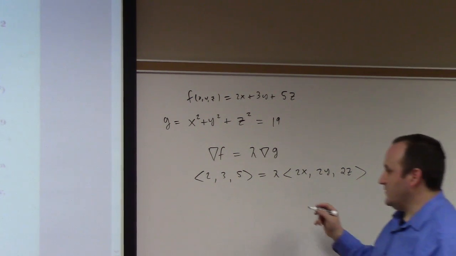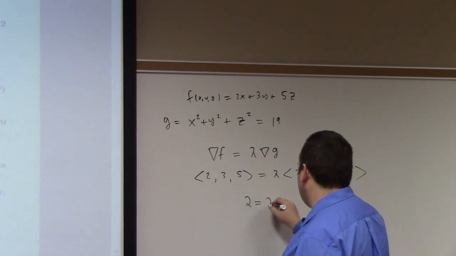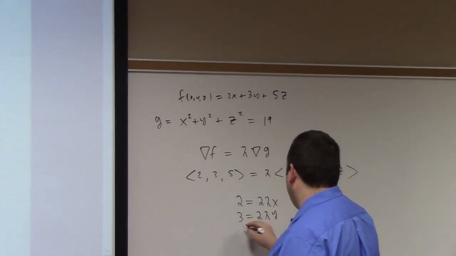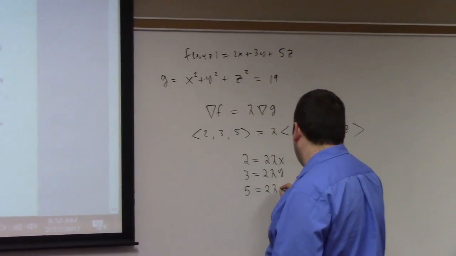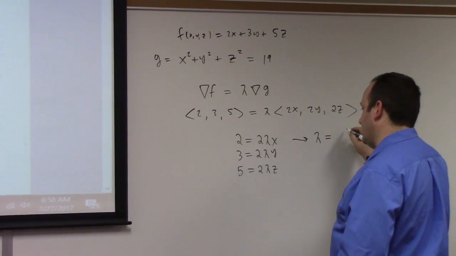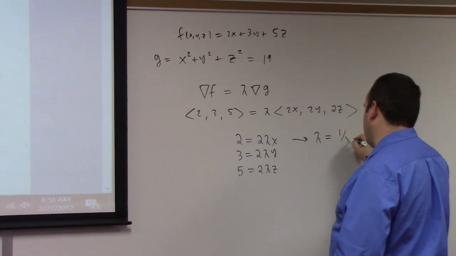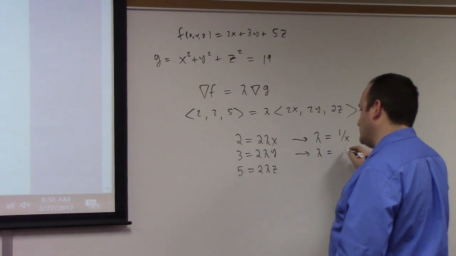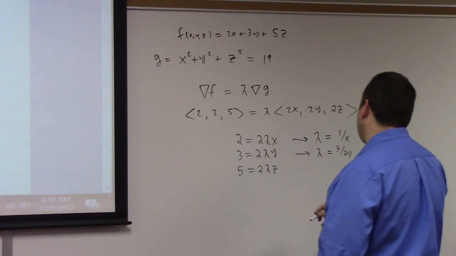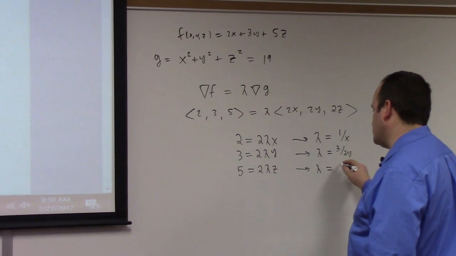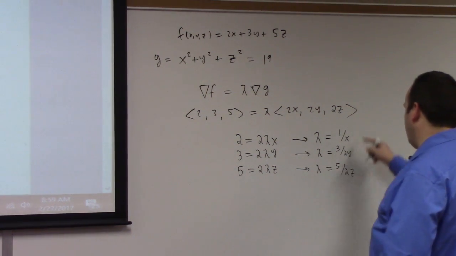So that would give me three equations, right? 2 is equal to 2 lambda x, 3 is equal to 2 lambda y, 5 is equal to 2 lambda z. I would solve for lambda. Lambda is equal to 1 over x, I guess. Well, I don't know if I'd do it that way. There's different ways to do algebra here. 5 over 2z, I suppose. But these are equal, right?